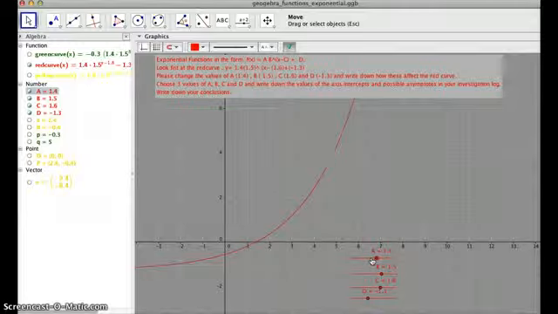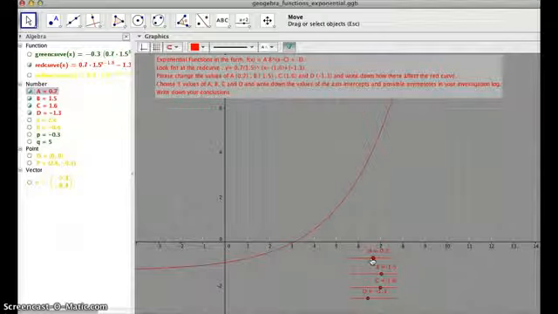Okay, and we can see how it does. Please note how a makes this point and this point different. Remember that these are the axis intercepts.